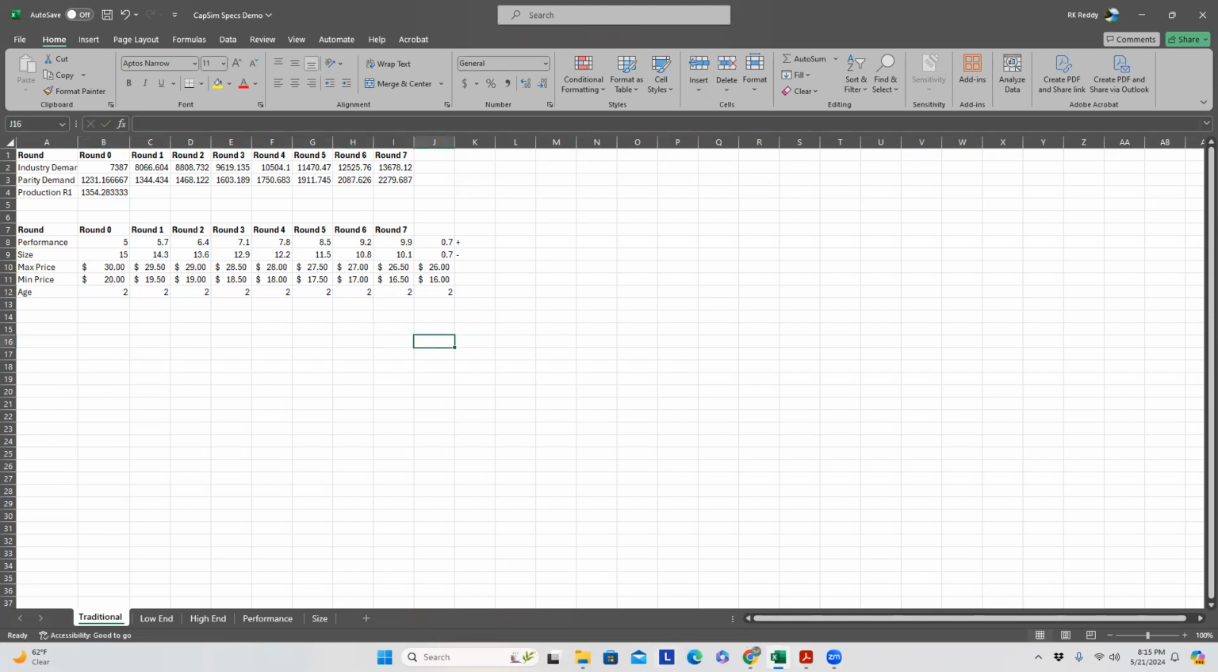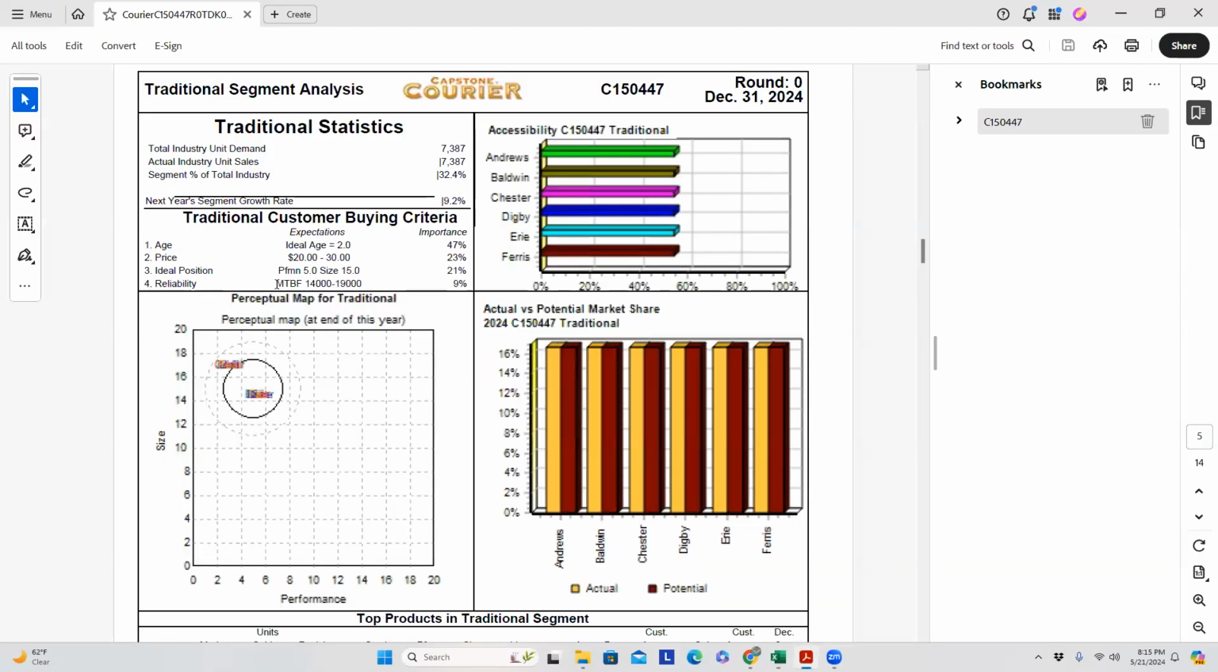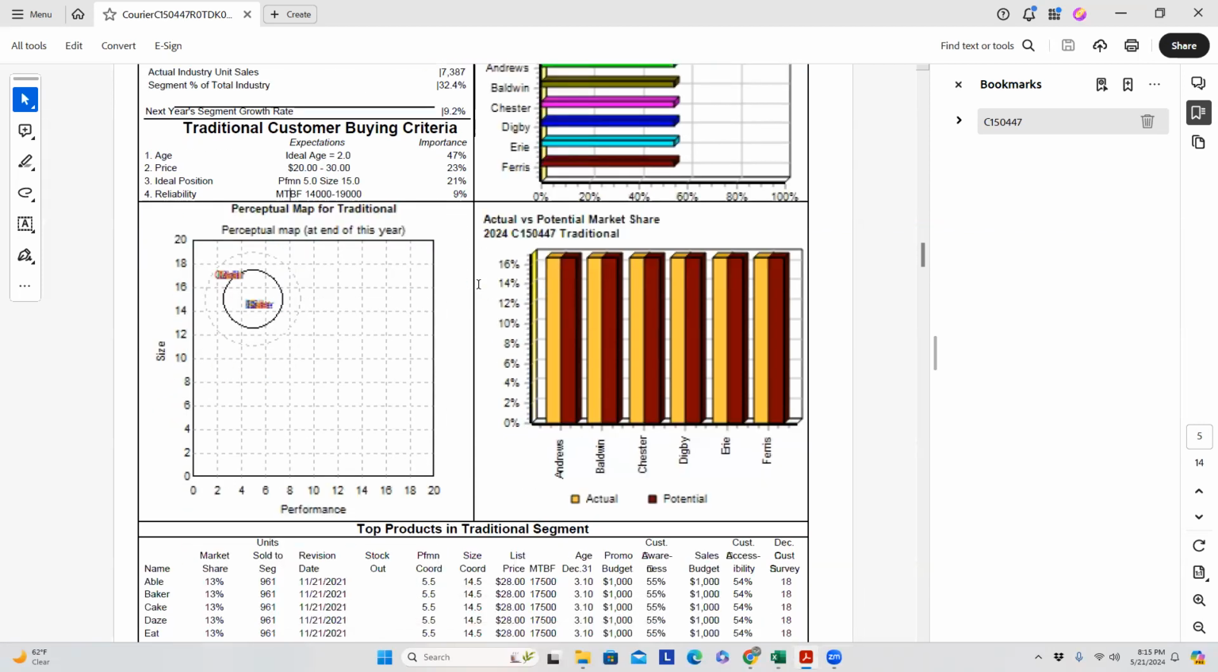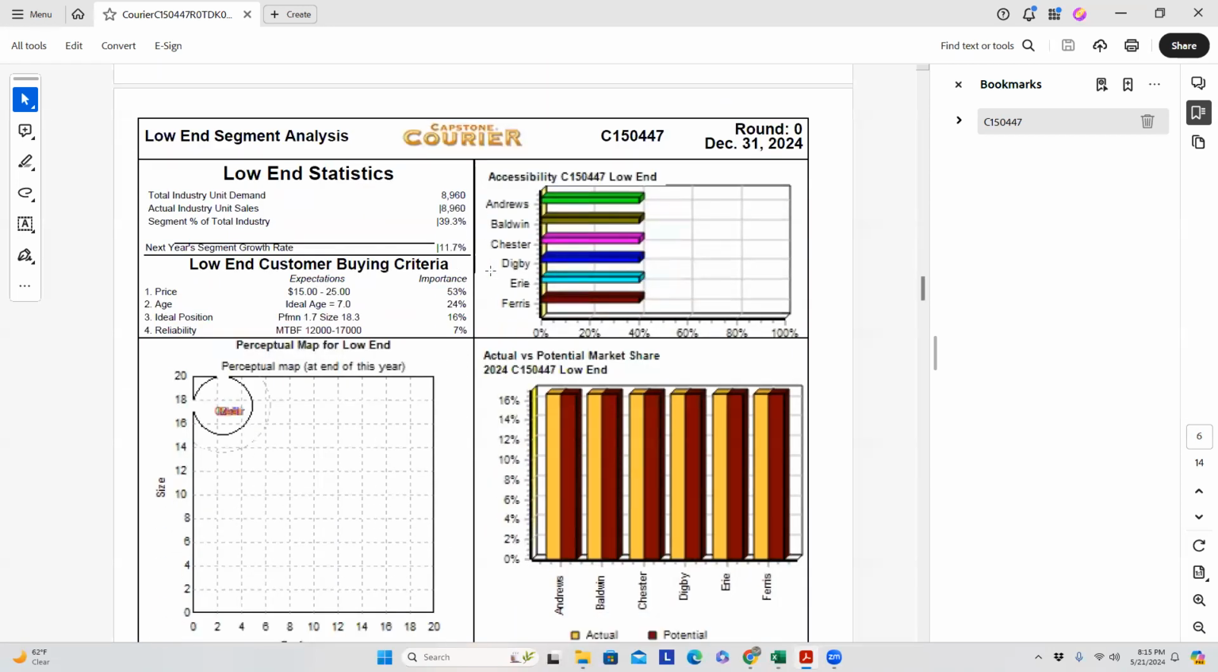And the MTBF, mean time before failure, is going to be between 14,000 and 19,000. So you can offer it anywhere in between. One of the other things you need to focus on is that MTBF is the least important thing for them. That is only 9% of importance. Now let's look at the other products, your low end.